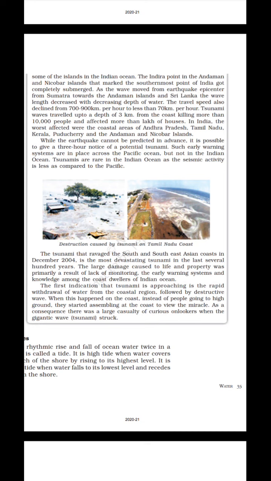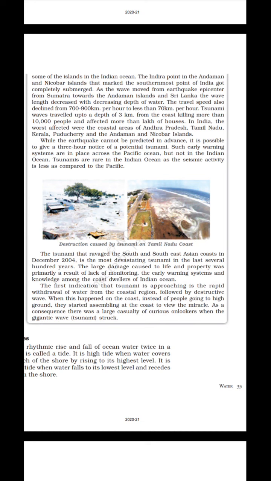Tsunami waves traveled up to a distance of 3 kilometers from the coast, killing more than 10,000 people and affecting more than a lakh of houses in India. The worst affected were the coastal areas of Andhra Pradesh, Tamil Nadu, Kerala, Puducherry, and the Andaman and Nicobar Islands.